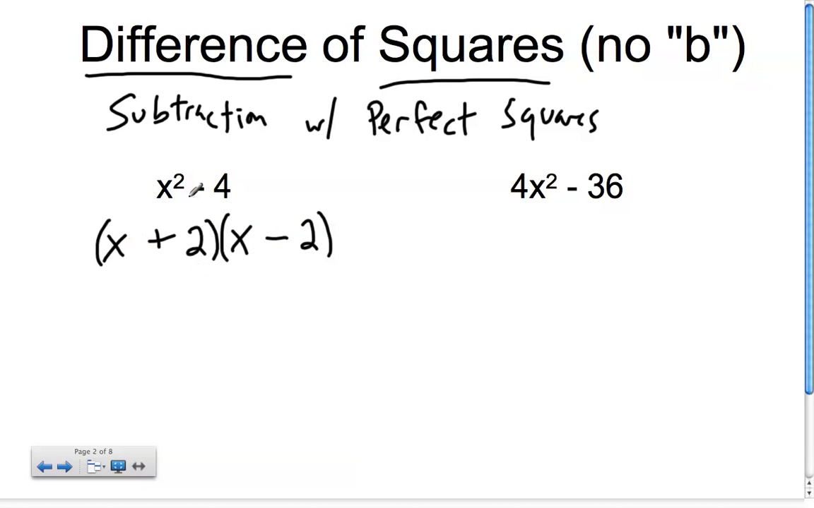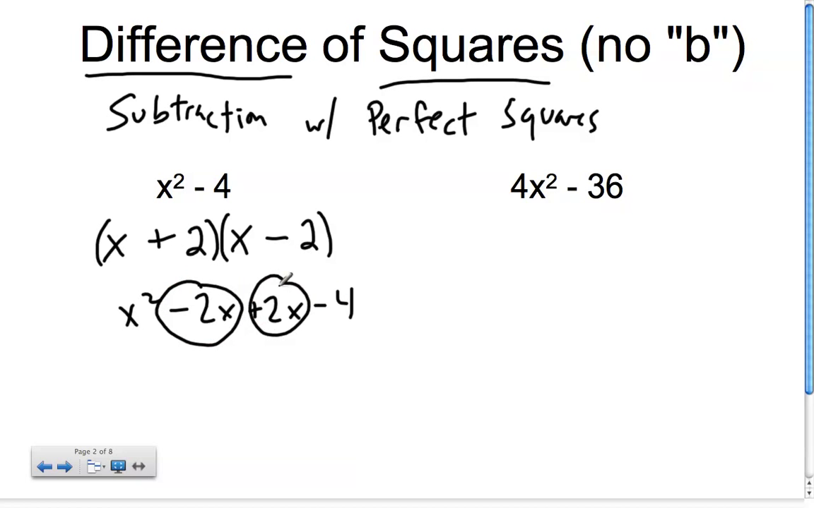What this does is when you expand this, watch what happens. X times x is x squared. X times negative 2 is negative 2x. 2 times x is positive 2x, and 2 times negative 2 is negative 4. What you get is a negative term and a positive term that are the same. So when you add them together, gone. And you end up with just x squared minus 4. So that's the reason you want opposite signs, so that your middle term is made up of two things that are identical but opposites. So they would cancel out.